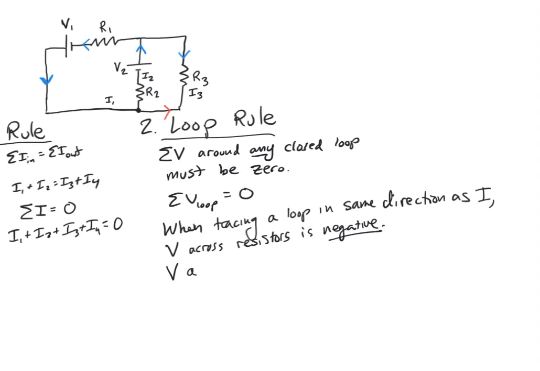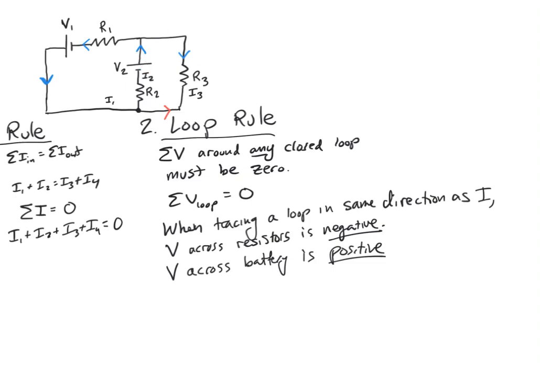Meanwhile, V across a battery is positive. And that's just because the battery provides potential difference. So if I go from the negative terminal to the positive terminal, I'm going to increase my voltage. So you can always figure out the voltage across a battery, whether it's positive or negative, simply by asking: are you going from the negative to the positive terminal, or from the positive to the negative terminal?